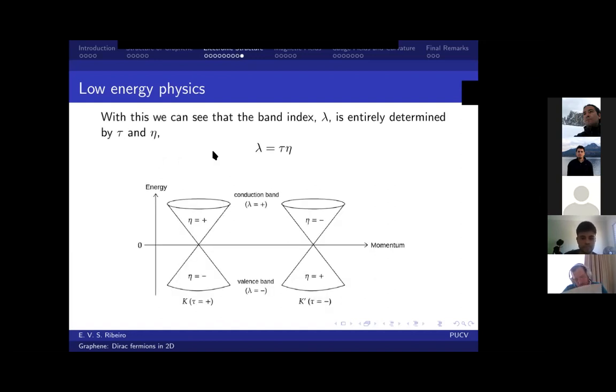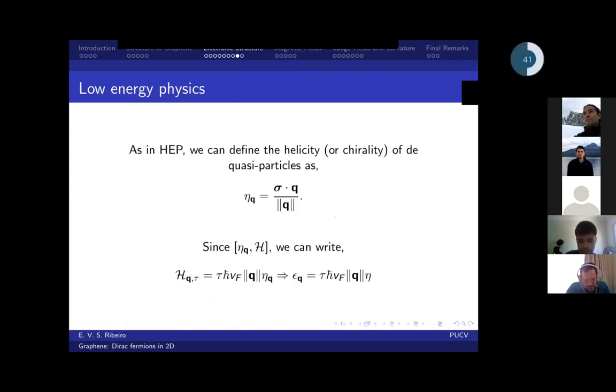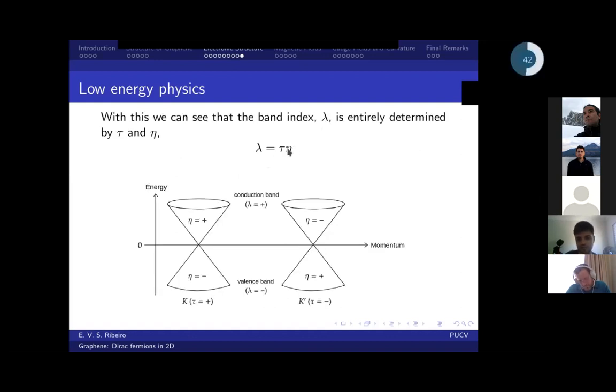So by means of that, we can see that the band index will be completely determined by the valley, isospin, and the helicity, because we can compare them. If we compare this with our other dispersion, we can see that lambda will be equal to tau times eta.